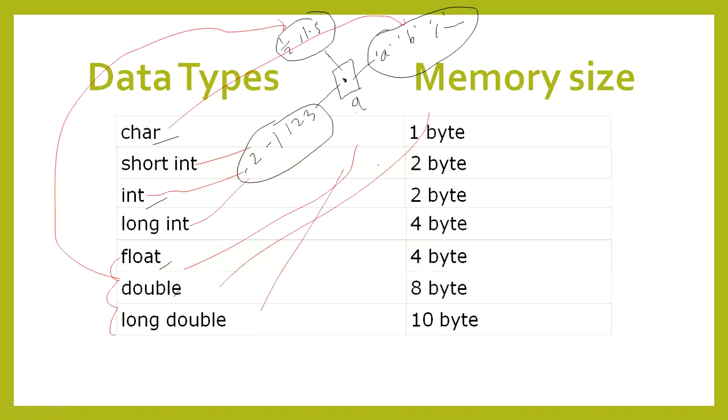Now the memory space occupied by these variables: char occupies 1 byte, short int 2 bytes, int 2 bytes, long 4 bytes, float 4 bytes, double 8 bytes, long double 10 bytes. It may be different in different machines, or it depends on the configuration of the machine, but most of the time in common computers, it is found like that.